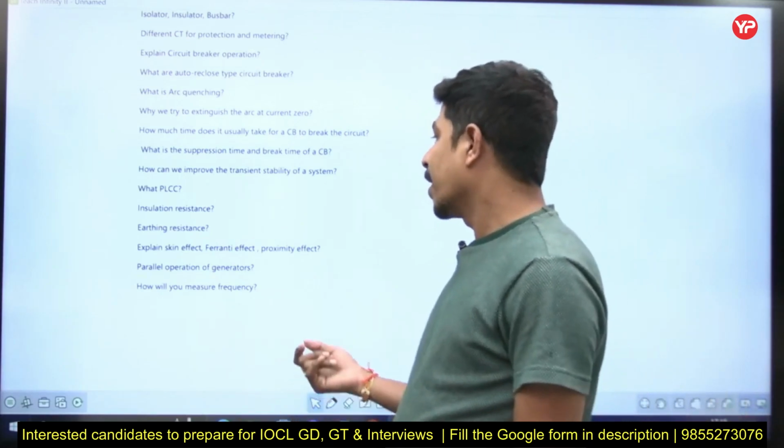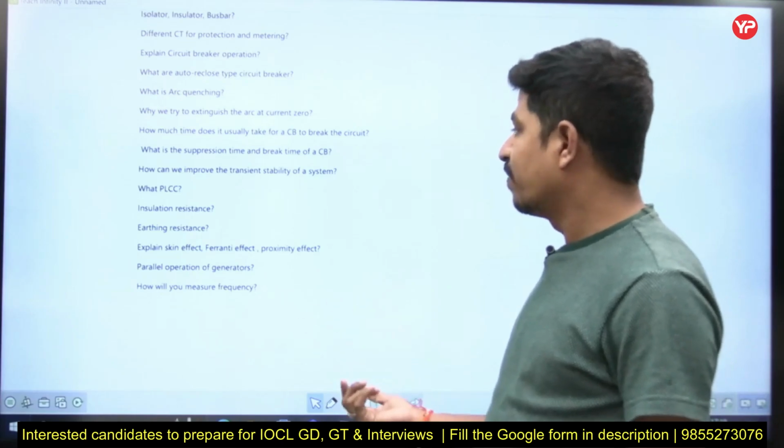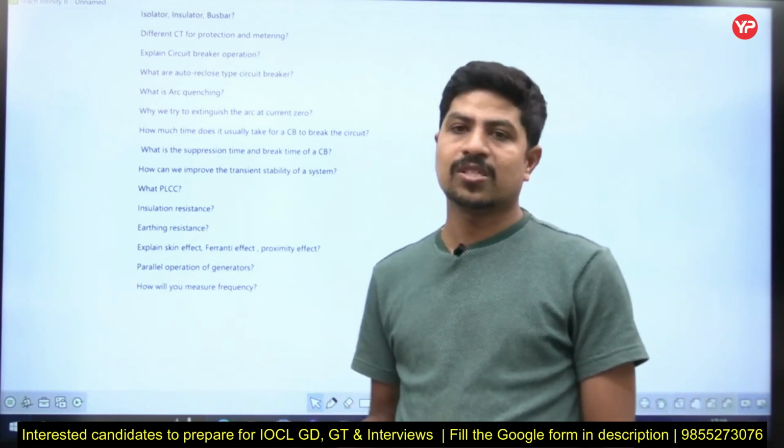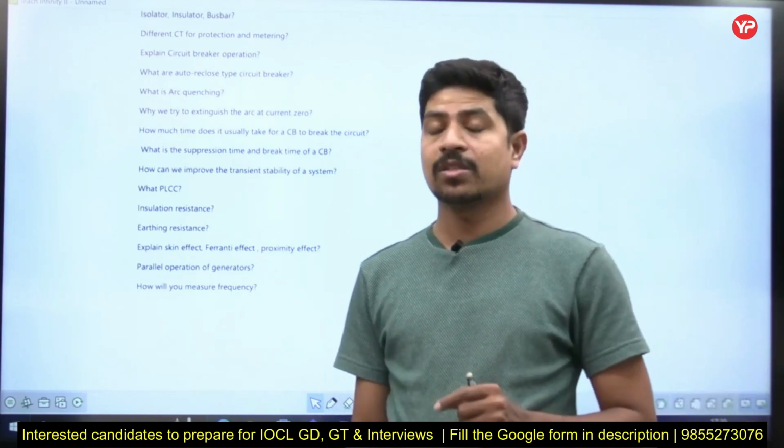Next question is explain skin effect, Faraday effect, proximity effect. These are the three important effects in power system. Next, parallel operation of generators. One of the very important topics, parallel operation of generators.